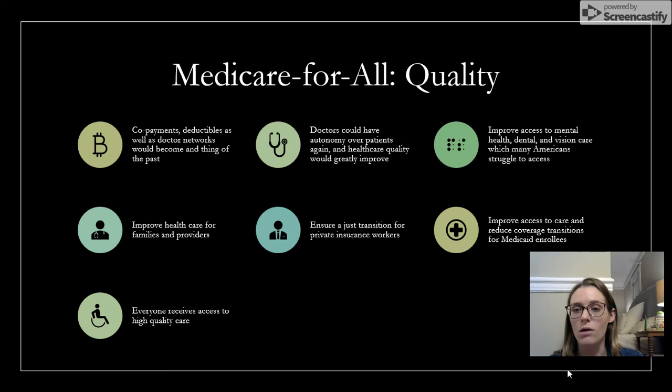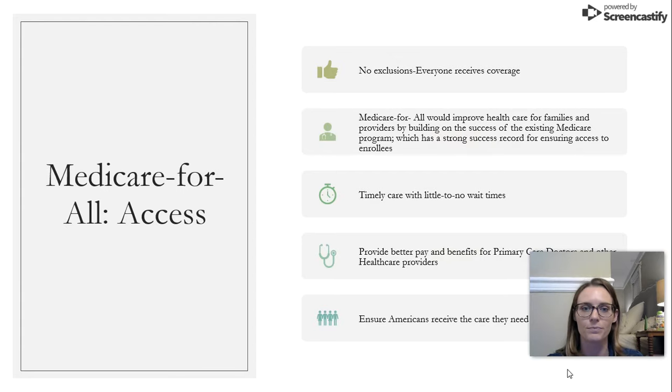And they state that quality would go up. People would have access to things that they did not have access to, and that those who are now on private insurance would have a smooth transition into Medicare for all, that there would be no drop or lapse in coverage. They would have access to the doctors they see already, and that everyone would have access to this care. There wouldn't be any pre-existing conditions to exempt people from coverage. Again, no exclusions, so no pre-existing conditions.